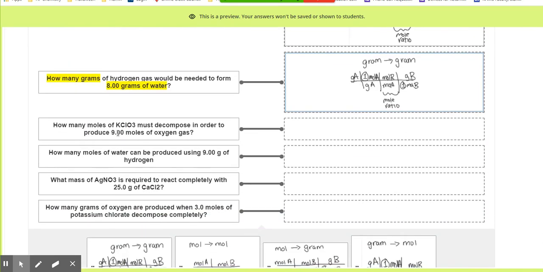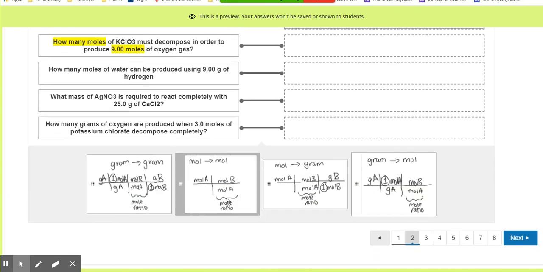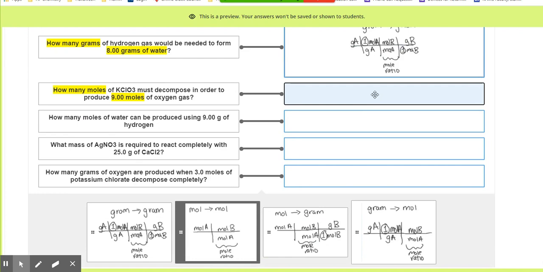All righty. Next, how many moles of KClO3 must decompose in order to produce 9 moles of oxygen gas? So we see the 9 moles with the number, right? So that's where we start. So grab the number first. We're starting with the word moles. We're ending, so how many moles? So this is a mole to mole question. Yes, exactly. Good job. So we're going to grab moles to moles and put that into that next box.